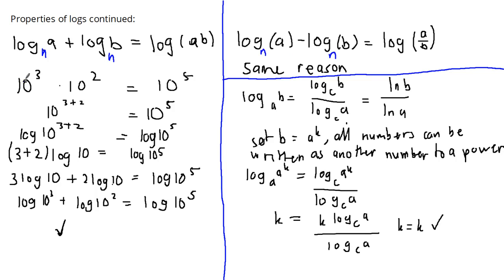We'll take two examples. Log base 10 of 10 to the third times 10 squared is equal to 10 to the fifth, since 10 to the 3 plus 2 is the fifth. And then you could use this property right here already to get the same thing. 3 log base 10 plus 2 log base 10 is equal to log base 10 to the fifth. So log base 10 to the third plus log base 10 to the second equals log base 10 to the fifth. And then we've already proved that 10 cubed times 10 squared is 10 to the fifth. So this is the reason why, using the two properties that I've already explained.